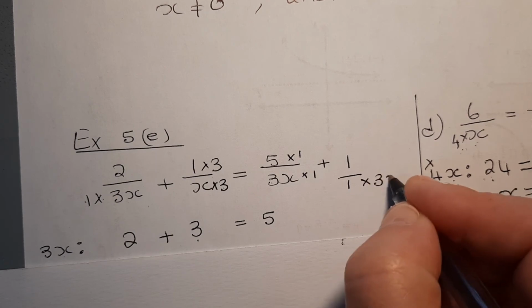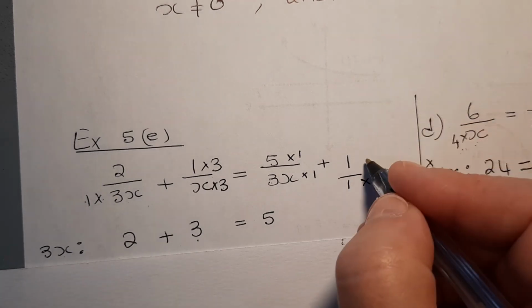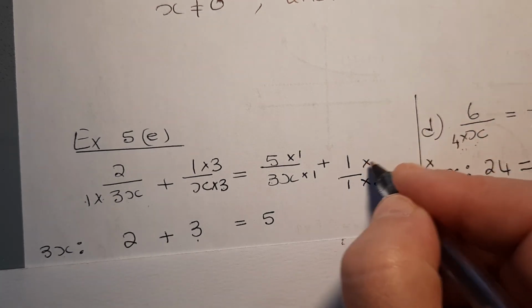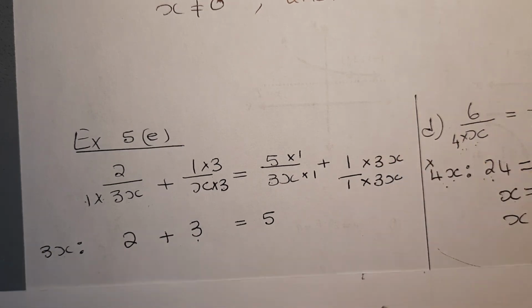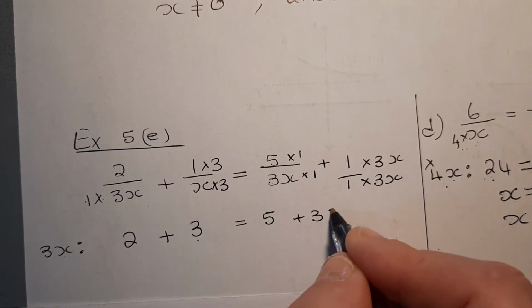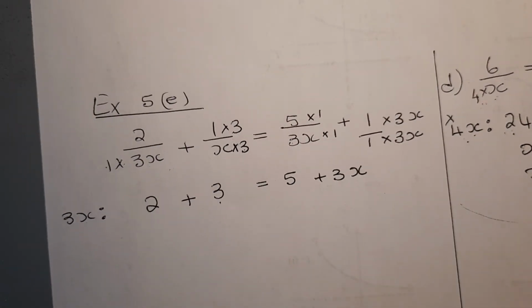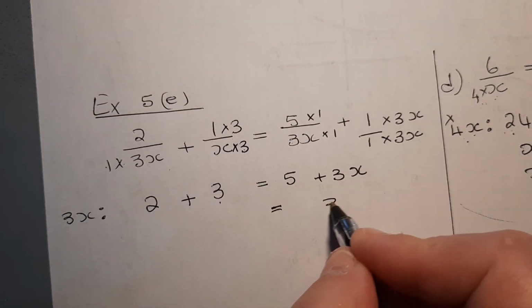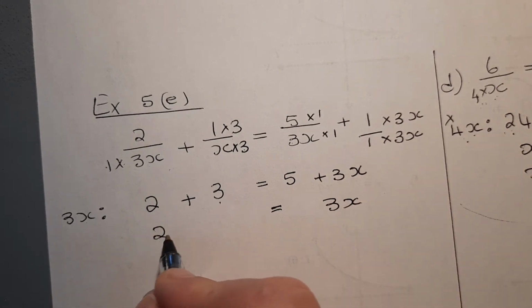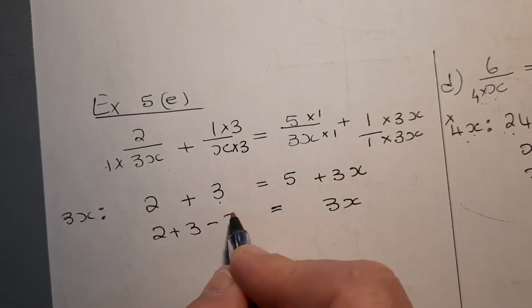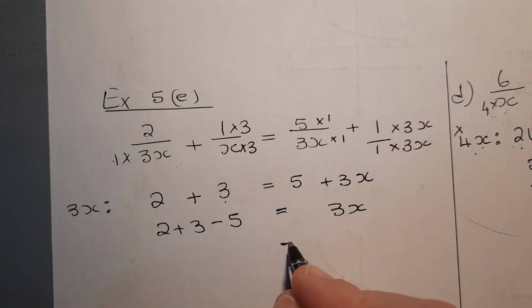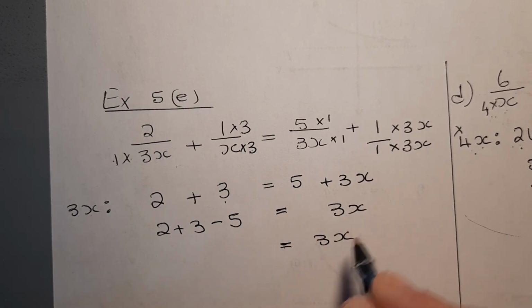1 times 3x is 3x, so what I do at the bottom, I also do at the top. So now I must isolate my x, and this is 2 plus 3 minus 5. This gives me 3x is equal to 0. So x is equal to 0.